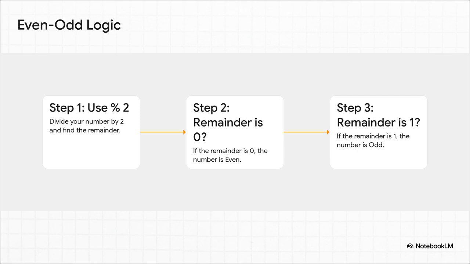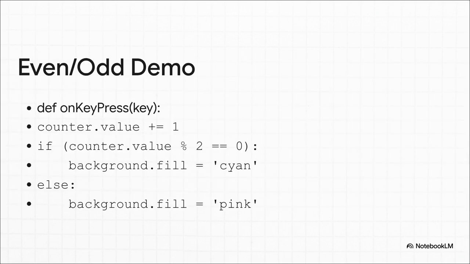Think about it. Any even number you can think of, if you divide it by 2, what's the remainder? It's always 0. And any odd number, the remainder is always 1. Always. So that's the whole trick. You just take your number, use mod 2, and see if you get a 0 or a 1. That's literally it. Let's see this in action.